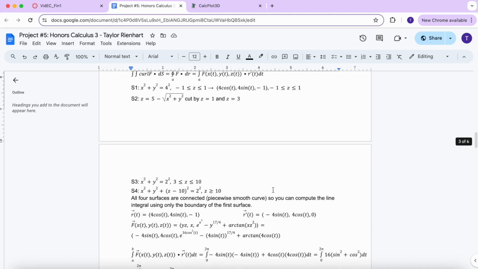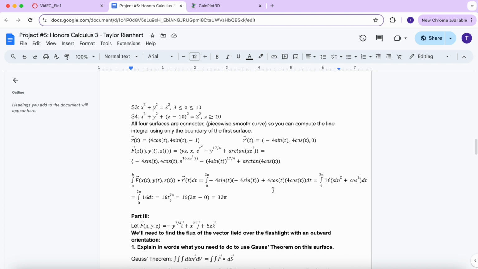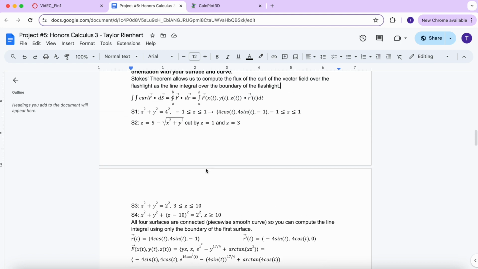Now, in order to use Stokes' theorem, we also need to parameterize our function, and we are specifically looking at what is considered the boundary of the function. So that is going to be the same thing as the boundary of section 1, because section 1 represents the base of our flashlight, and everything above that stacks on top of that and is a piecewise smooth curve. So we're going to parameterize section 1.